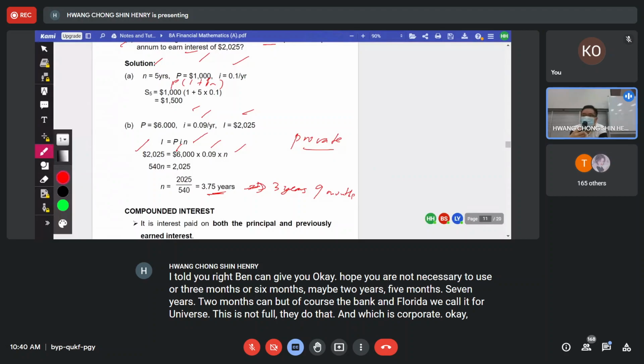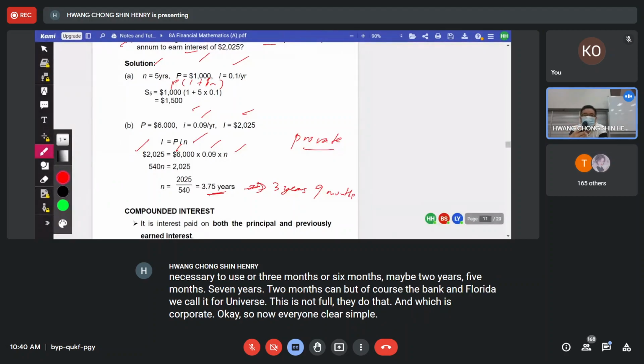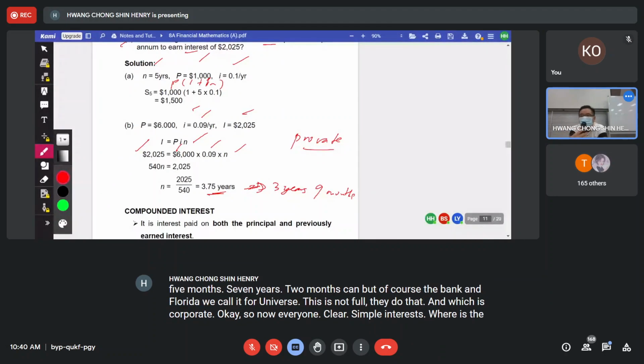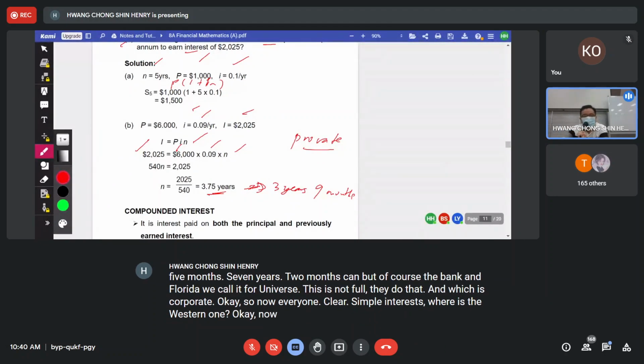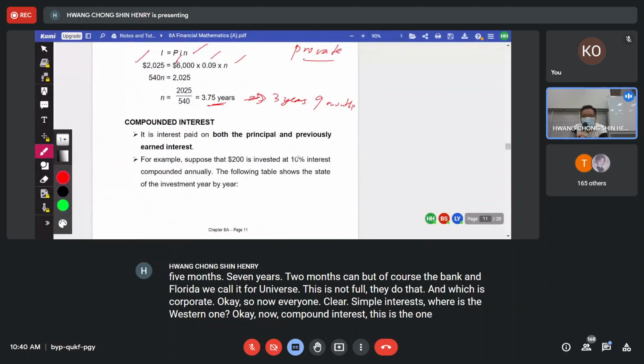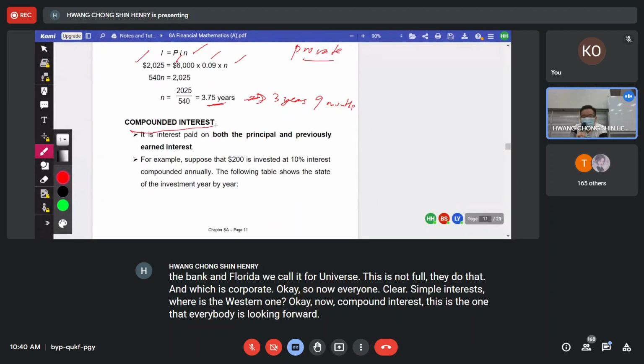Okay, so now everyone clear? Simple interest, very simple. The word simple means very simple. Okay, now compound interest. This is the one that everybody is looking forward to. Very happy to see that.